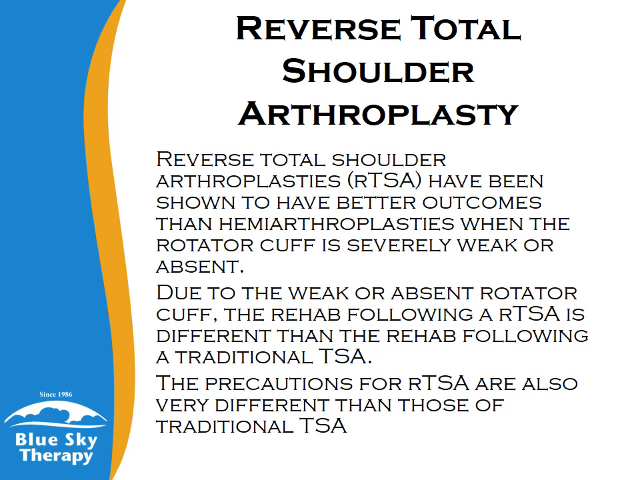Reverse total shoulder arthroplasties have been shown to have better outcomes than hemiarthroplasties when the rotator cuff is severely weak or absent. Due to the weak or absent rotator cuff, the rehab following a reverse total shoulder arthroplasty is different than the rehab following a traditional arthroplasty. The precautions for reverse arthroplasties are also very different than those for traditional shoulder arthroplasties.